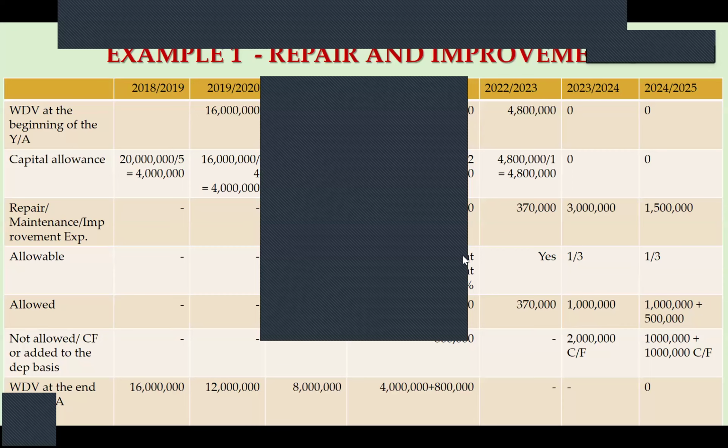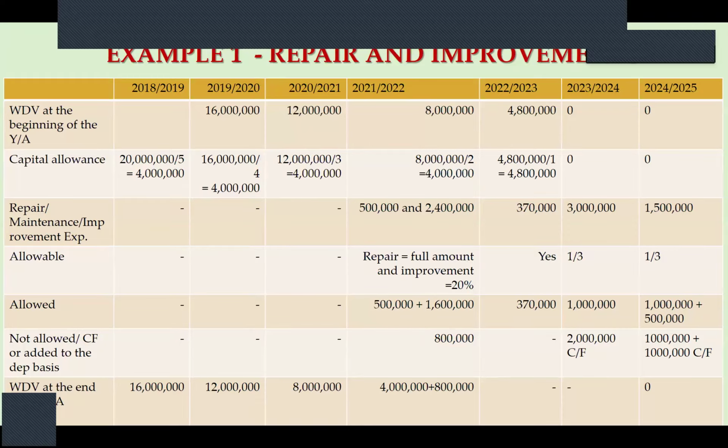Madam, why is 1 million added to allowable for 24-25? Why was 1 million added? Because during the year 23-24, we incurred 3 million. But since we don't have the previous year written down value, since it is 0, we cannot apply 20% on that amount. Why? If we apply 20%, the value will be 0. That means again we cannot grant any amount as a deduction.